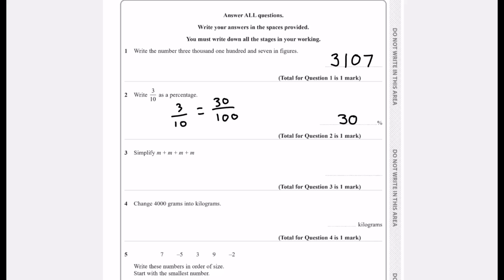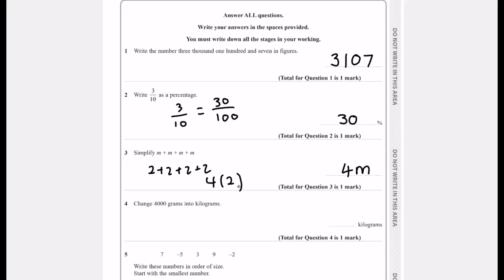And we get 30. So to change a decimal or a fraction into a percentage, times it by 100. Question 3. Simplify m plus m plus m plus m. So we've got 4 m's added together. That's the same as 4 times m. So if it was 2 plus 2 plus 2 plus 2, that would be the same as 4 times 2. So it's 4m.